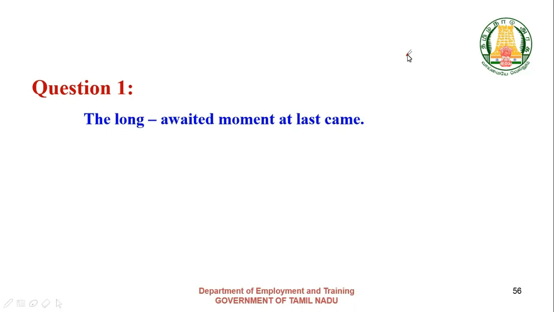Okay, here we go. Awaited, that is a verb. The long awaited moment at last came. Came is the second verb in the context. Here, at last is an adverb because it describes the action verb came.